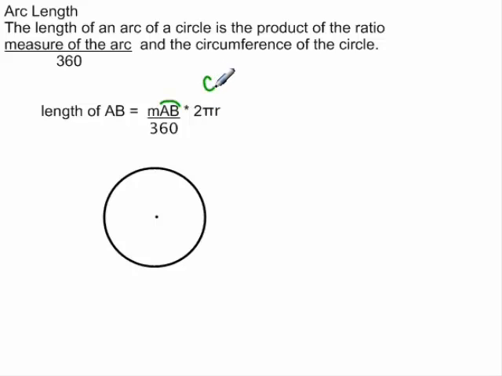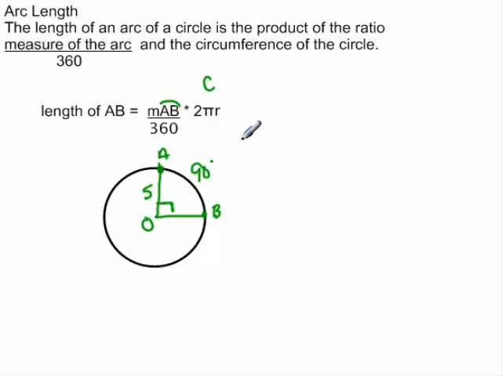This is circumference. So we have a circle with a radius of 5, and arc AB is described. First of all, this central angle is 90 degrees. If the central angle AOB is 90 degrees, what's the measure then of its arc in degrees? Remember, the arc is the same as the central angle, so this is 90 degrees. Now, let's find arc length.